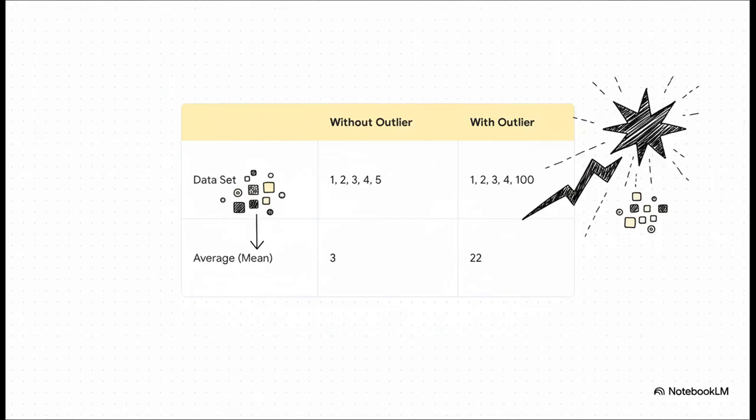And if you're wondering if one point can really make that big a difference, just look at this. It's pretty wild. On the left, you've got a super simple set of numbers: 1, 2, 3, 4, 5. The average, it's 3. Makes total sense. Now look at the right. We just change one number. The 5 becomes 100. And bam, the average shoots up from 3 all the way to 22. That is a huge distortion, and it shows you exactly why finding these imposters is so important.